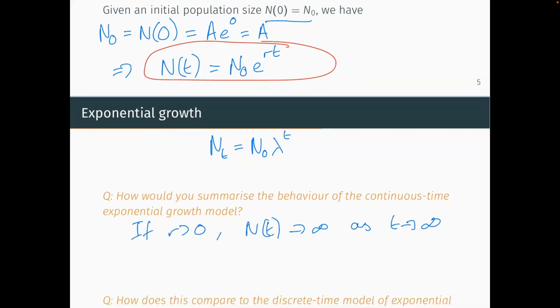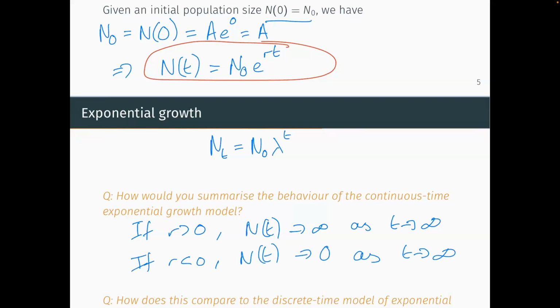And conversely, when does it decay? When r is negative. If r is less than 0, n of t tends towards 0 as t tends towards infinity. Can anyone tell me what happens if r is equal to 0?